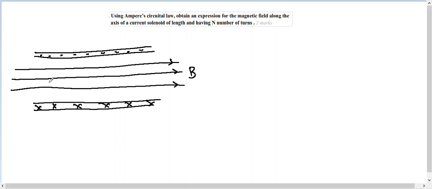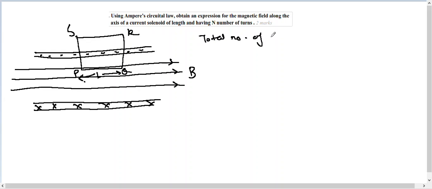Now let us consider a rectangular Amperian loop PQRS, something like this. Let's name it P, Q, R and S, near the middle of the solenoid, where PQ is of length L. So the total number of turns in length L is equal to n into L.